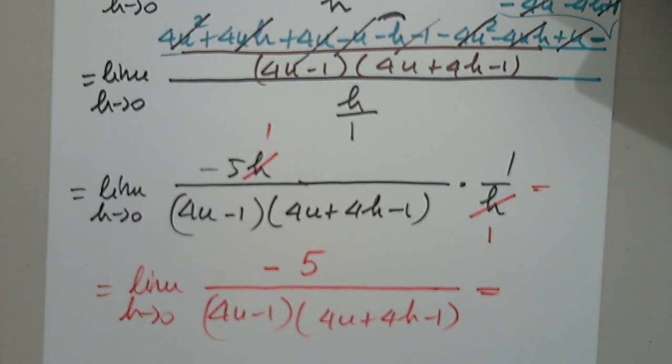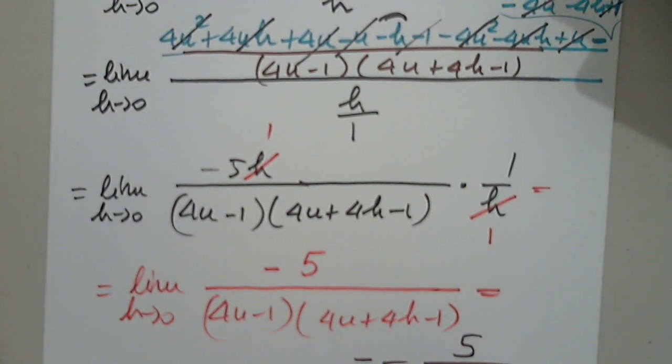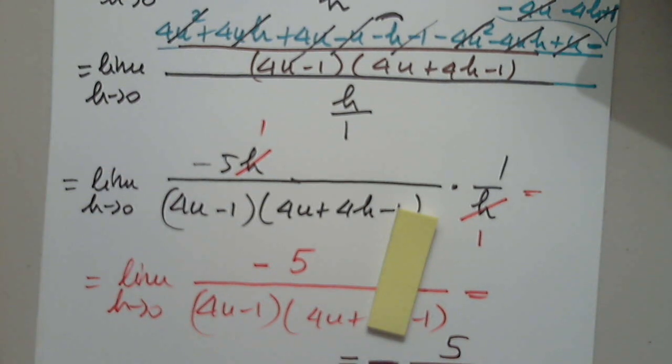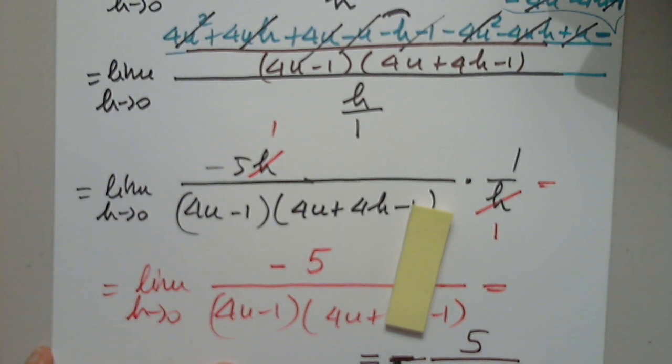It's okay if you're wrong. Just tell me what you think. Minus 5 over 4u minus 1 squared. Yes. 4u minus 1 times 4u minus 1 is 4u minus 1 squared, and there is a minus 5 at the top. You can put it in front, but we do prefer to put the symbol in front of the fraction line.